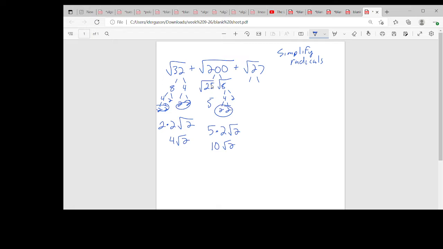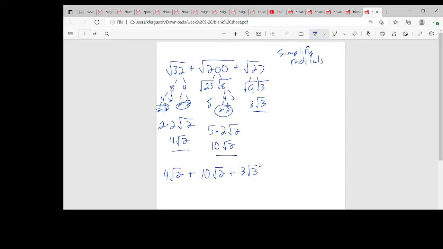Now, it's not really that much work. It's just, you pick the biggest perfect square that goes in there. It's less work. Well, you don't have a lot of choices for 27. 9 and 3. 9 is a perfect square. 3 isn't. So that's 3 times the square root of 3. So now that I got all these, now I can say 4 square root of 2 plus 10 square root of 2 plus 3 square root of 3.